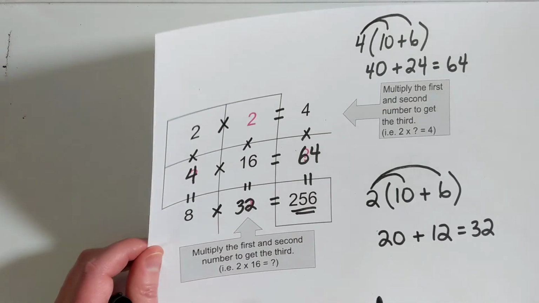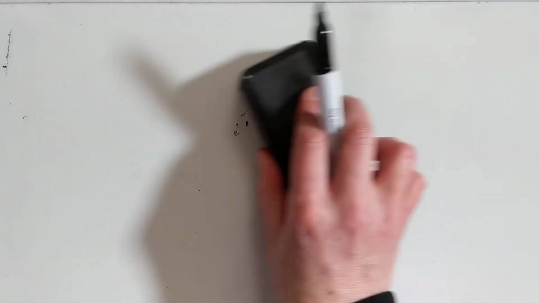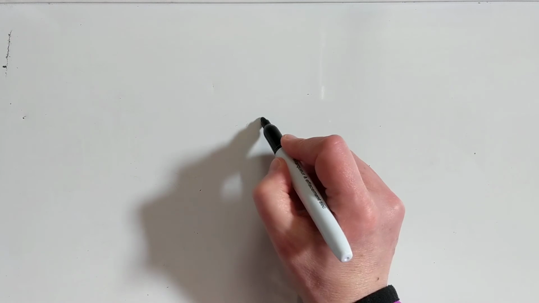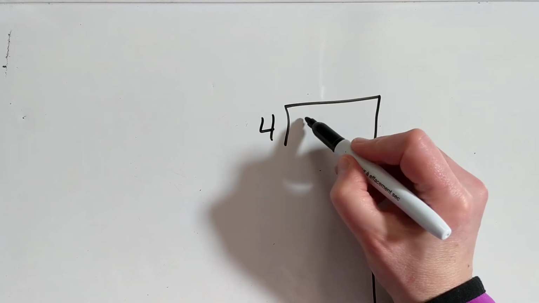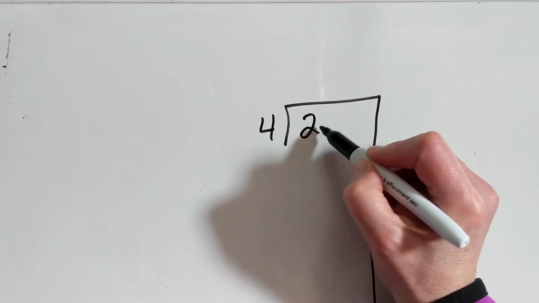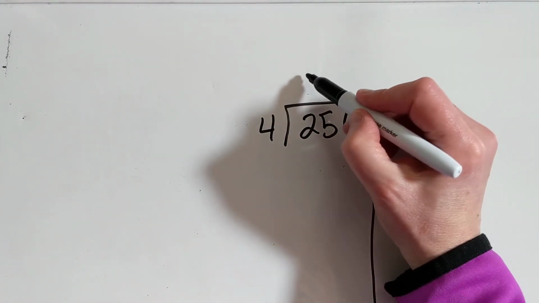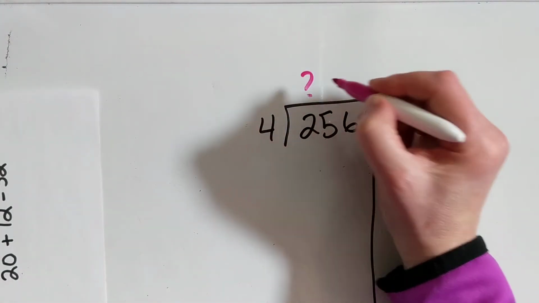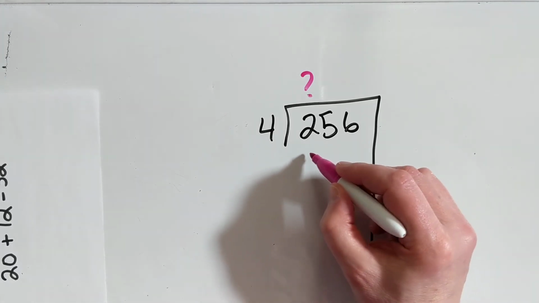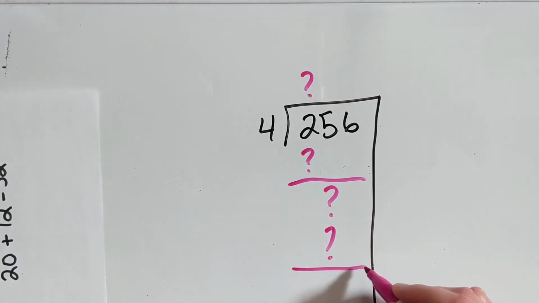Okay, so you are going to see some questions where it will ask you to divide. So it might be 4, and then it's going to show you this. Maybe it was 256. So you would have to then, and I put question marks in there in pink, those are ones that you would fill in. So you would have to add in those numbers in order to solve it.